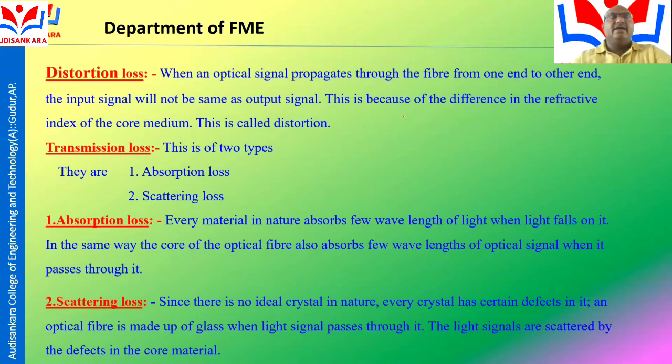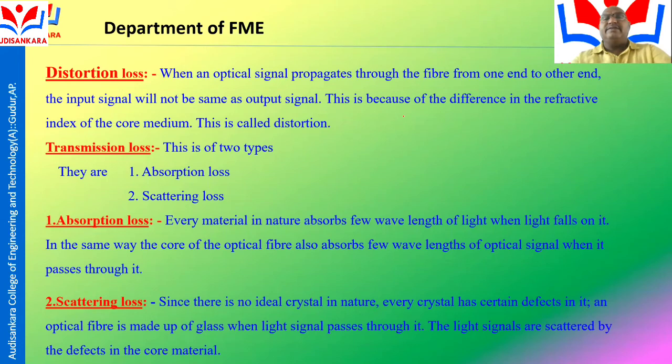It is a transmission and distortion loss. When an optical signal propagates through the fiber from one end to another end, the input signal will not be the same as the output signal. The input signal is different and the output signal is different, which is called distortion loss.